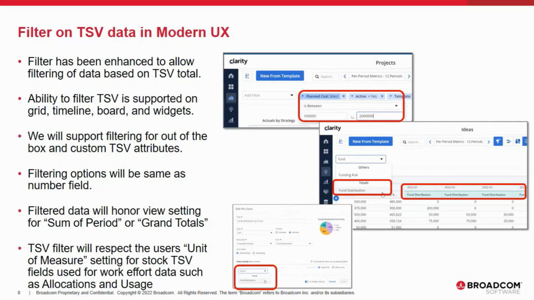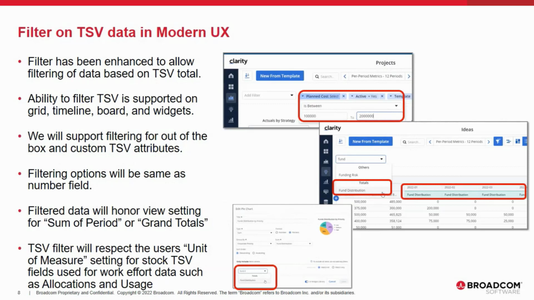Filtering data will honor view settings of sum of period or grand total, which means when I'm filtering for a TSV data and if my view setting says sum of period, then that filter number will be applied for the total of the sum of period only. And similarly, if I change to grand totals, then the filter will be applied towards the grand total number for my value.